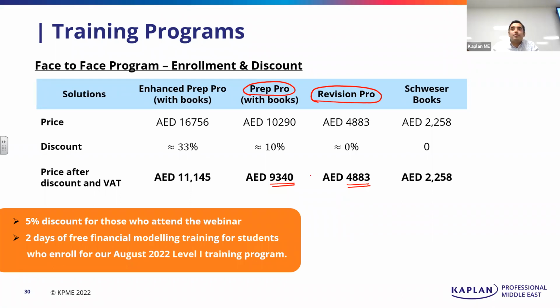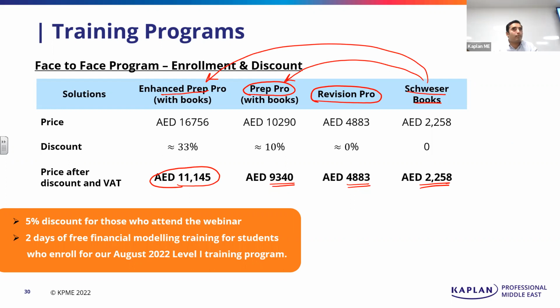So you can go for prep and revision. Enhanced Prep Pro is like a combo. If you go with prep and revision together, it costs 11,145. But if you go only for prep and then later go for revision, the charges are slightly higher. If you want only the Schweser books, it is 2258. But this is anyway included in Enhanced Prep and Prep Pro. So this 2,200 dirhams is already a part of it. Purely the tuition fee is whatever you see here minus 2258. Clear? Because even if you go somewhere else, eventually you will have to buy the Schweser books and end up paying that much.